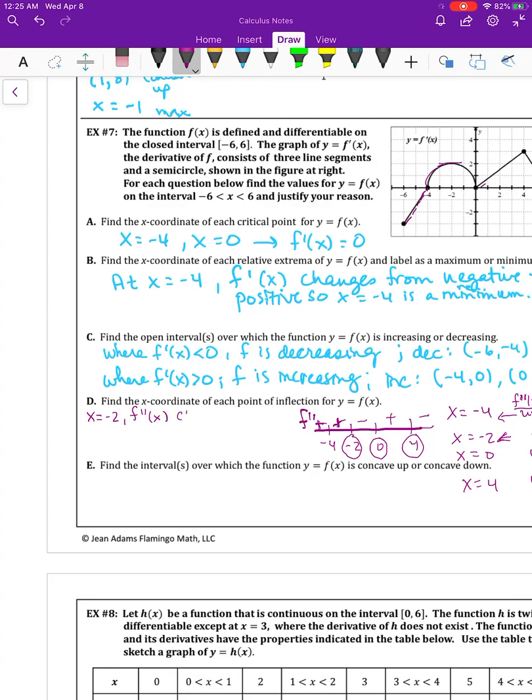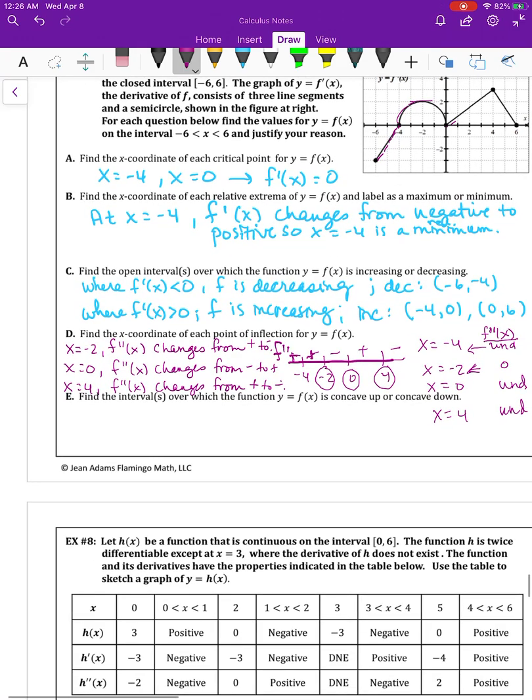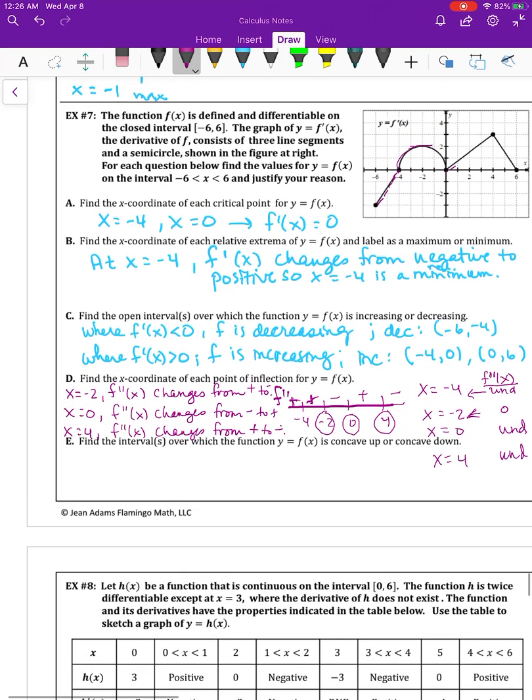So we've got x equals negative 2, because f double prime of x changes from positive to negative. And guys, I'm just going to squeeze plus to minus, but hopefully you're writing positive to negative. We said at x equals 0 is where our f double prime changes from negative to positive. And at x equals 4 is where f double prime of x changes from positive to negative. Okay, that's your justification.